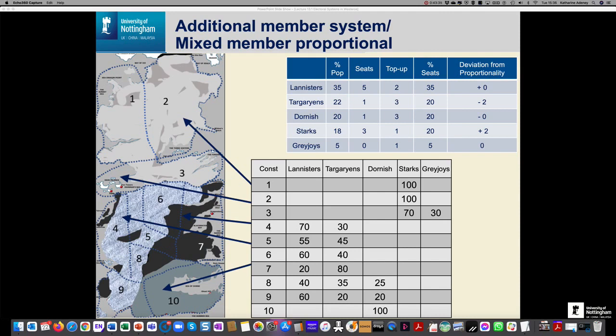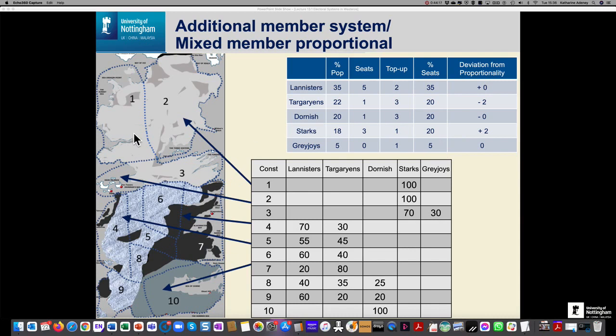So smaller groups, such as the Greyjoys, that aren't territorially concentrated enough to win a constituency MP, as you can see here, actually can then achieve a top-up seat on the party paper. Because under this system, they don't achieve a constituency MP because the Starks take constituency number 3. But the Greyjoys achieve 5% of the vote on the second ballot paper, and therefore they get 1 top-up seat to bring their representation in Parliament to 5%.